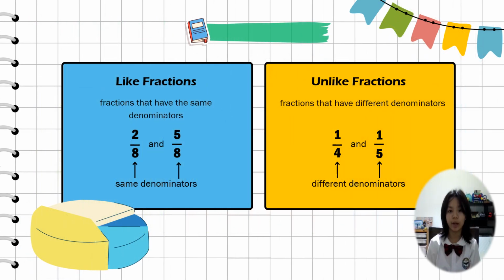Fourth, we got the like fractions, fractions that have the same denominators, like 2/8 and 5/8. 2/8 and 5/8 had the same denominators of 8. Unlike fractions are fractions that have different denominators, like 1/4 and 1/5. 1/4 has 4 as its denominator, and 1/5 has 5 as its denominator. Therefore, it's an unlike fraction.